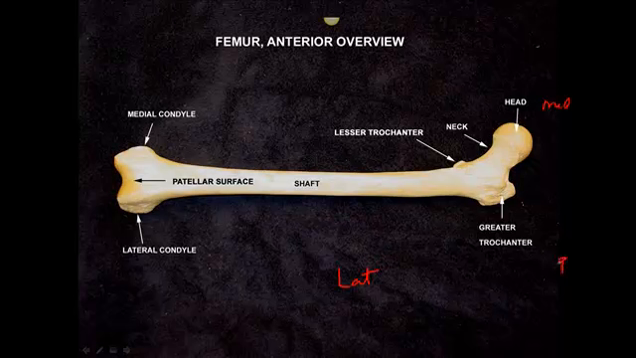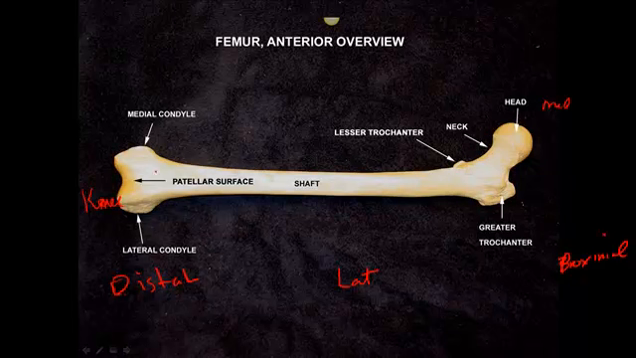This is proximal, this is distal. So if this is distal, which joint will be right here? Give you 3 seconds. 1, 2, right, knee. Okay, the head, the neck, the lesser trochanter, the greater trochanter, the shaft.